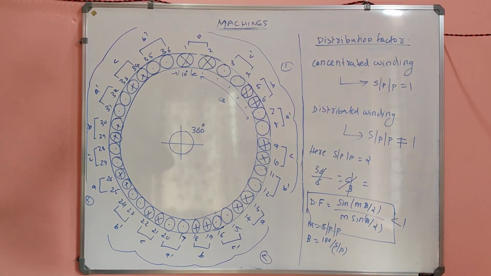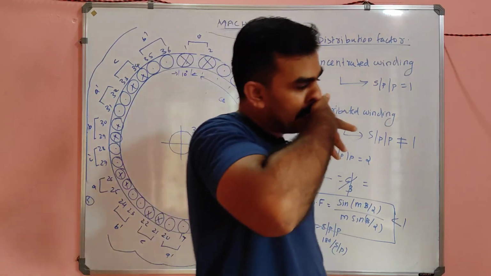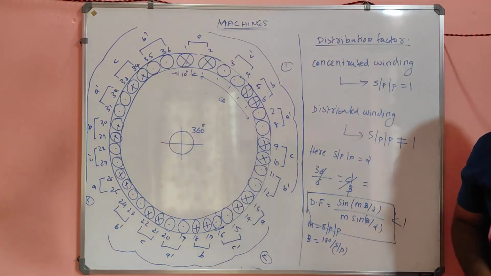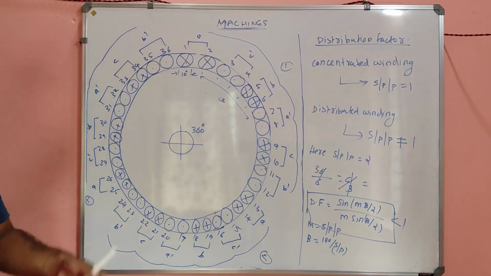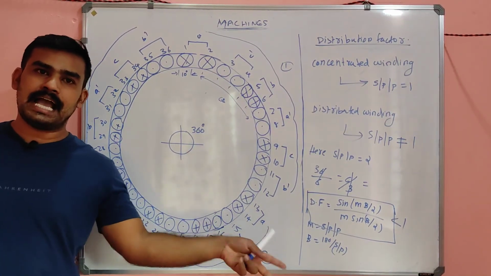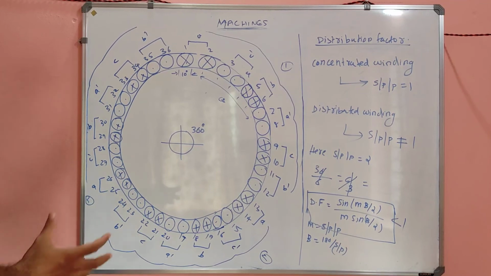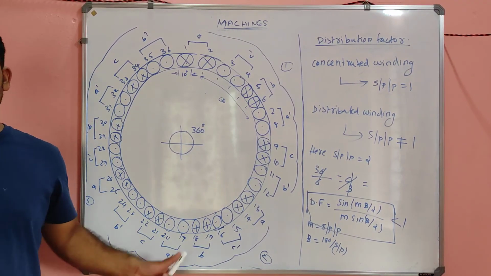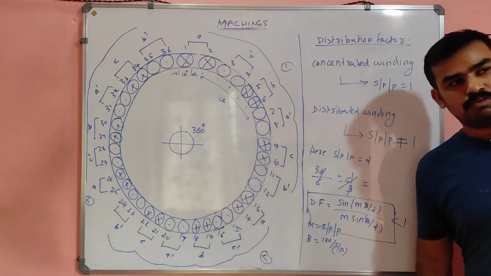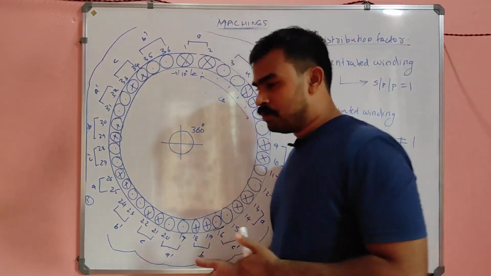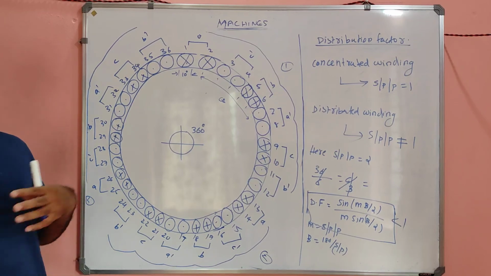And why are we using this distribution as well as pitching? Short pitching is used in order to reduce the harmonics, my dears. Even though the EMF is reduced by using this pitching and distribution, we will get a nearly sinusoidal waveform without that many harmonics. So by eliminating the harmonics, we are using the pitch and distribution.